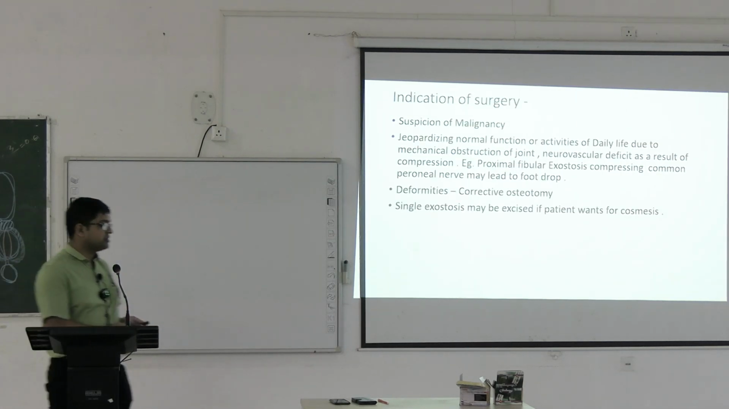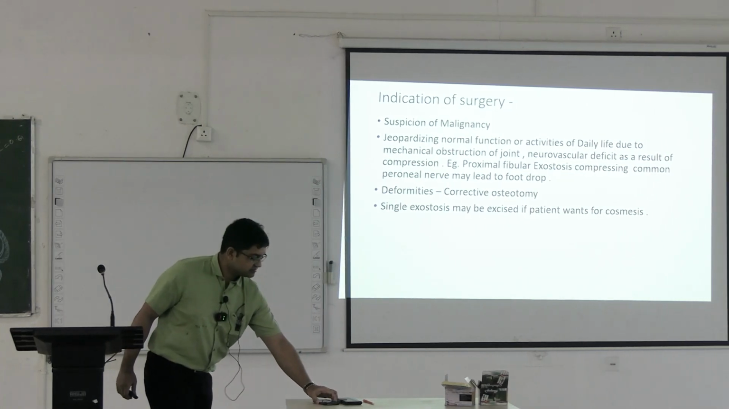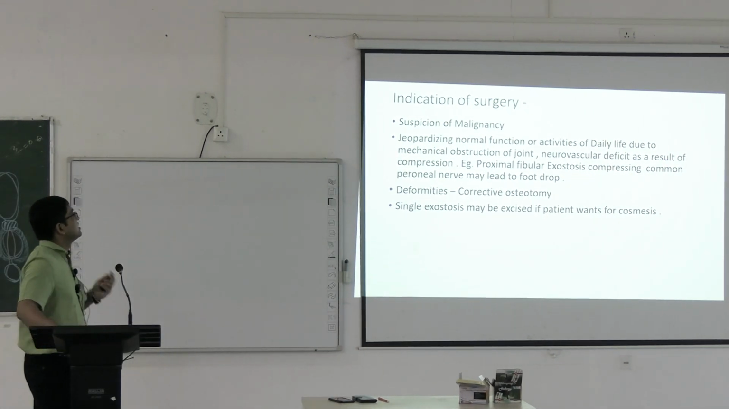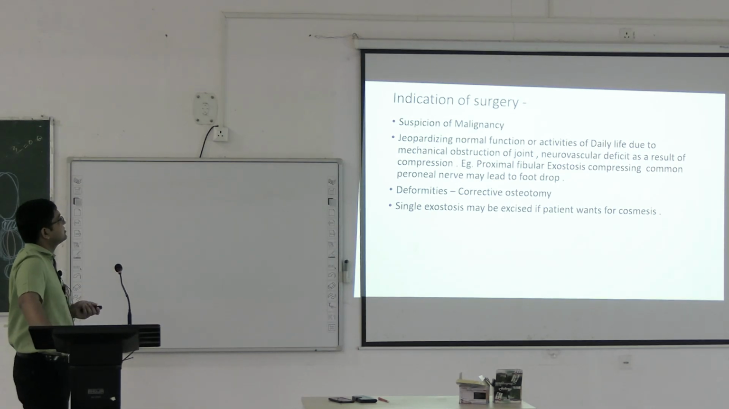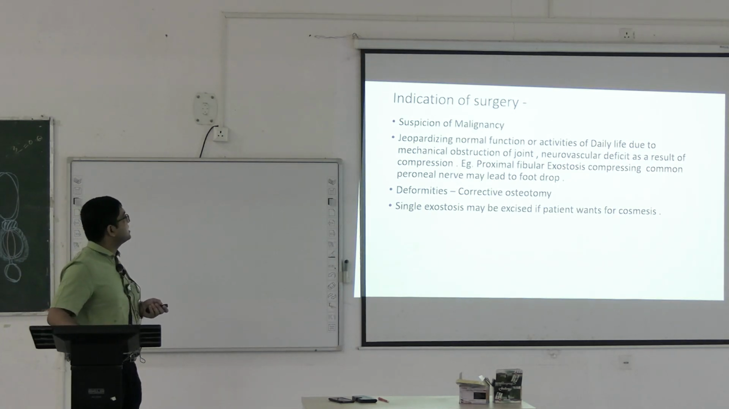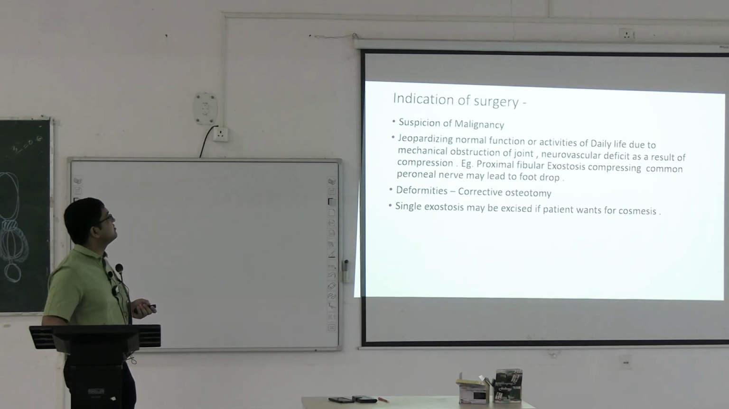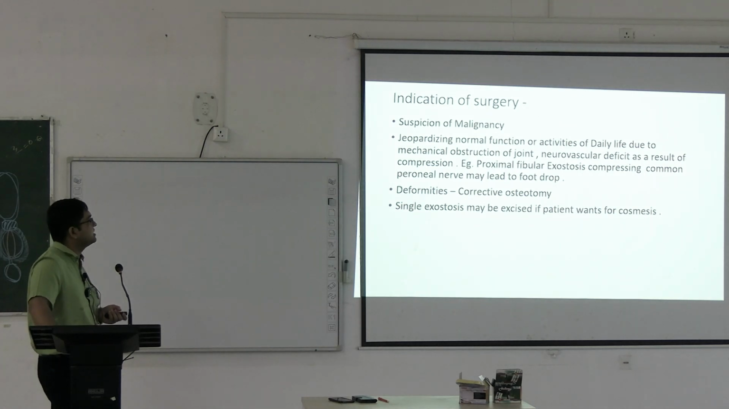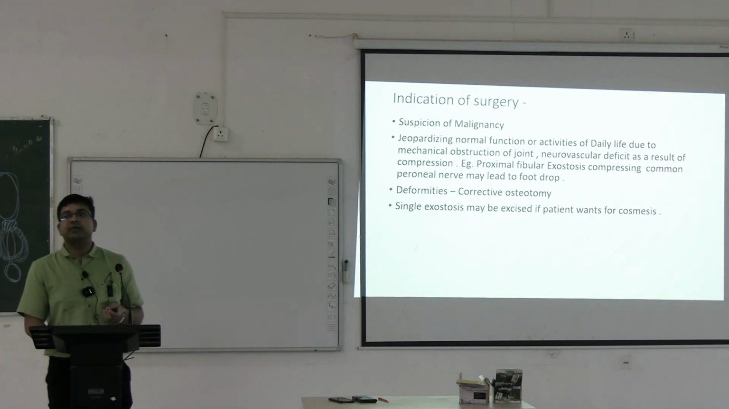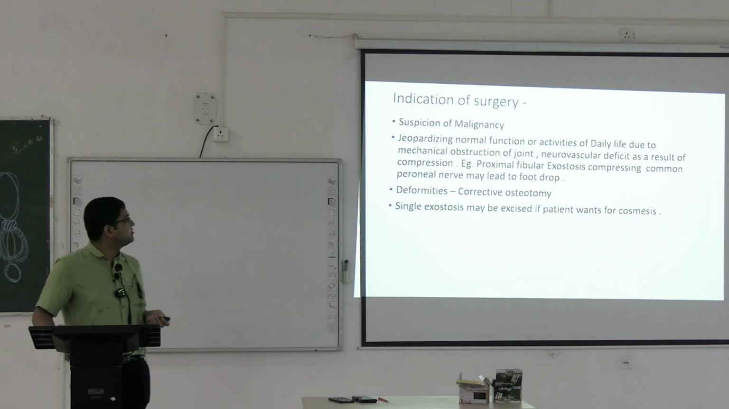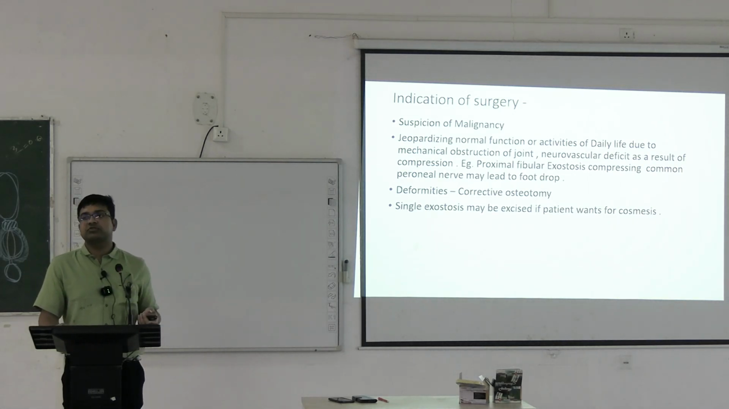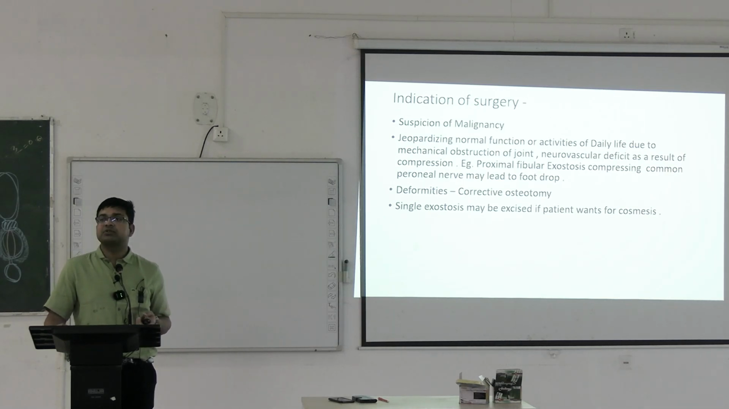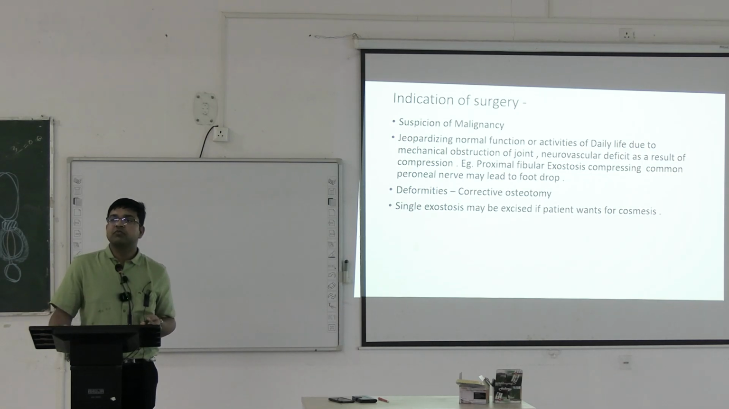So what is the indication of surgery? Suspicion of malignancy. Jeopardizing the normal function or activities of daily life due to mechanical obstruction of the joint or due to neurovascular deficit. Example, neurovascular deficit like proximal tibia osteochondroma or proximal fibula exostosis, or proximal fibula osteochondroma, it can lead to compression of the common peroneal nerve. So the proximal fibula exostosis can lead to foot drop. In that case you have to do surgery.